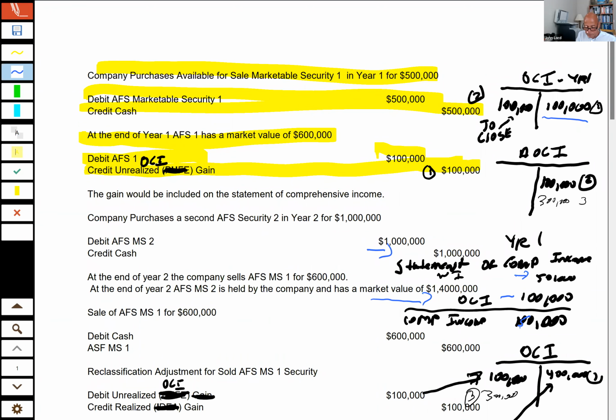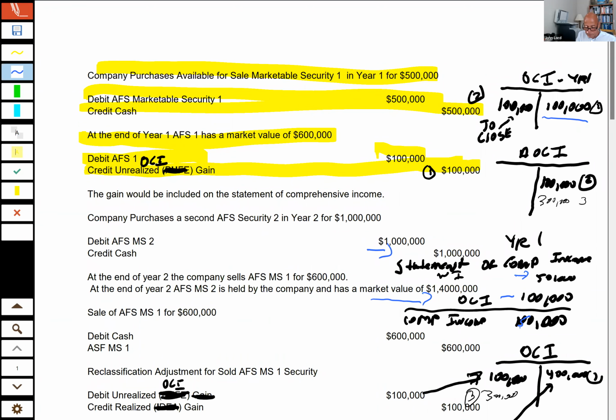And I'm just putting it directly to net income. You know, I'd have gain, realized gain from sale of marketable security, but it's going to cause my net income to go up 100,000, right? Because I sold that thing and it's on the income statement now, right? Okay, that's the reclassification adjustment.